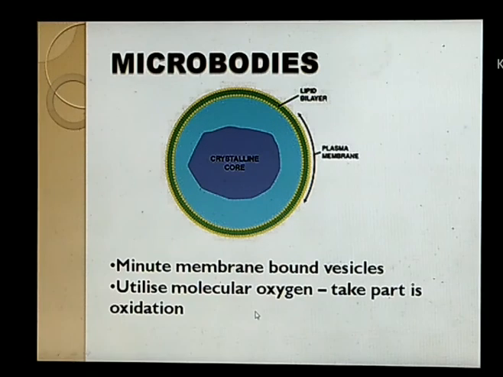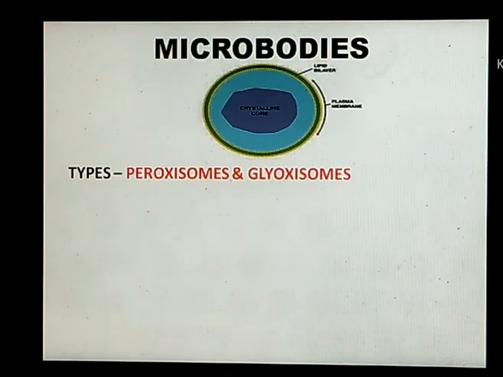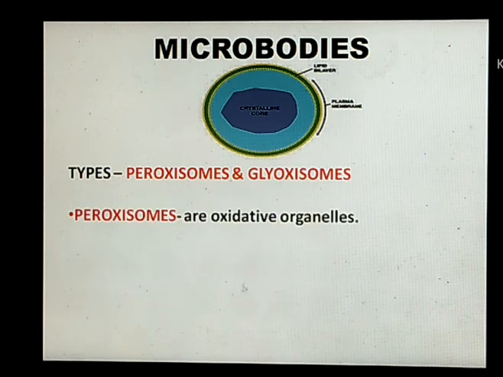The next organelles are the microbodies, which are minute membrane bound vesicle-like structures present in these cells. These microbodies utilize molecular oxygen and help in the oxidation process. Microbodies are present in both plant as well as animal cells. Microbodies are of two types, peroxisomes and glyoxysomes. Peroxisomes are also called oxidative organelles.